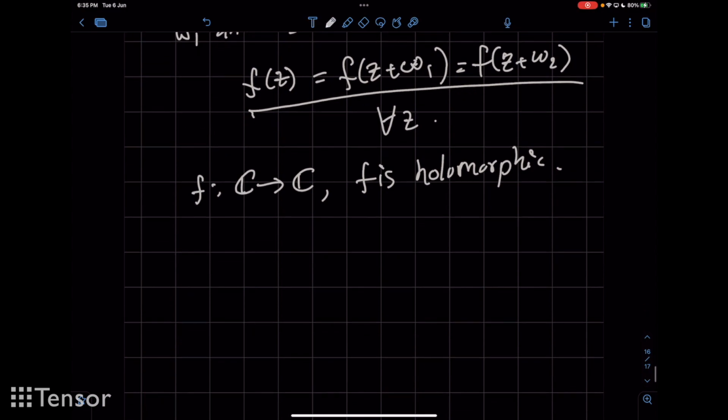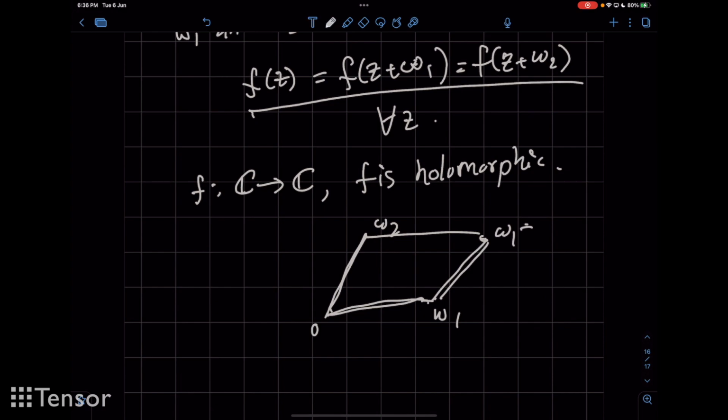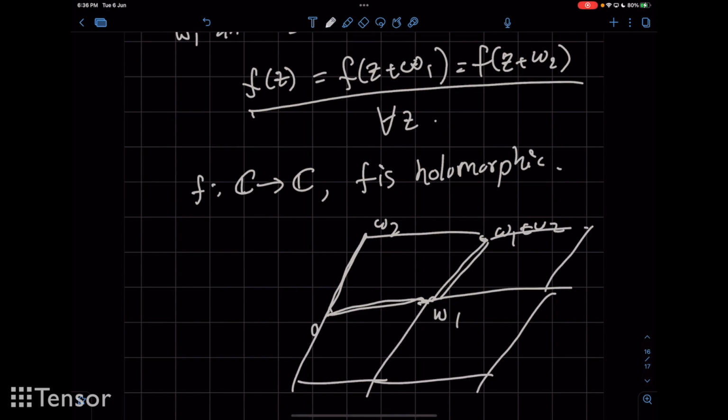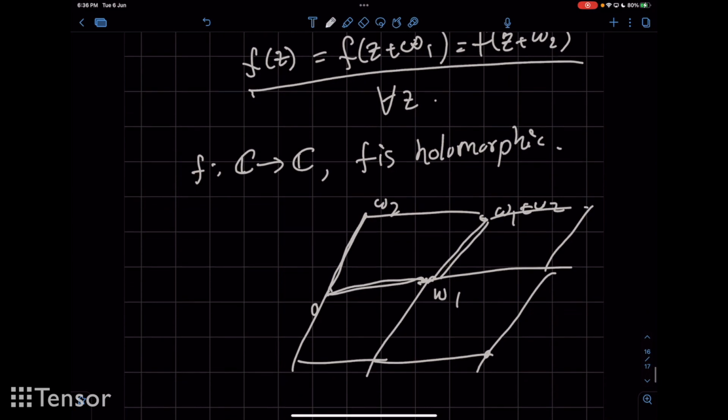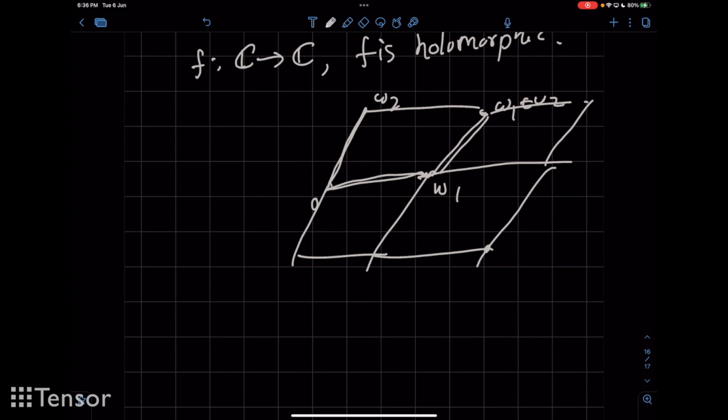So what I was going to say is that, let's say this is my 0, this is omega 1, this is omega 2, and this is the parallelogram formed by these two numbers. And this point is omega 1 plus omega 2, right? And then I can have another copy here, here. And as I said, any complex number can be written as alpha omega 1 plus beta omega 2, and these alpha and beta are real numbers.